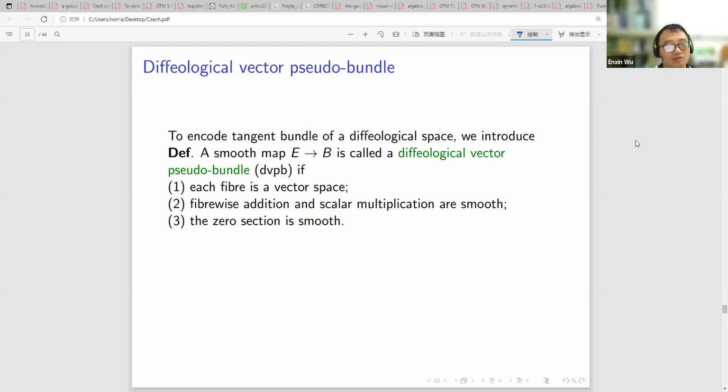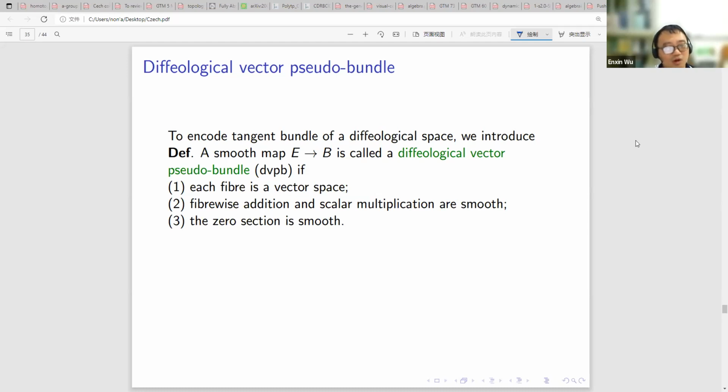But nevertheless, we could still make the following definitions. A smooth map between diffeological spaces we call a diffeological vector pseudo bundle. So we leave the vector bundle for the locally trivial, or at least plot-wise locally trivial bundles. And I use DVPB, the small letters, to denote diffeological vector pseudo bundle, if the following three natural conditions hold. The first one is every fiber should be a vector space. In this talk, I always mean vector space over R. Of course, you can also take a vector space over C. And if you just consider the bundles, not the complex bundles, things should be okay.